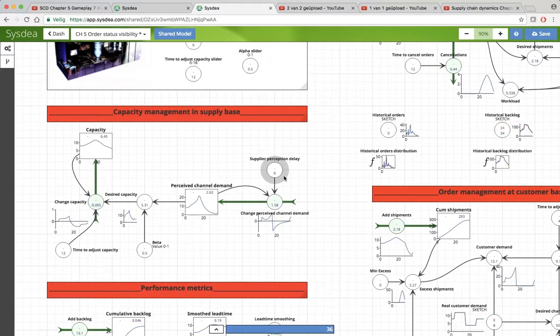At the time that we talk about, 6 months or half a year between the moment that the customers of the OEM signal that they may want something different, and by the time that signal has proceeded through all the stages within the OEM, from sales to planning, operations, purchasing, etc., and then back from supplier sales to actual production, 6 months is not so unrealistic. But we'll be playing with that supplier perception delay also in some of the subsequent gameplays.